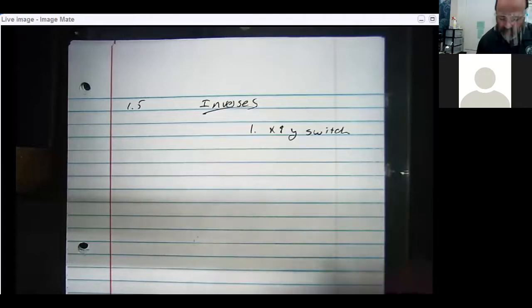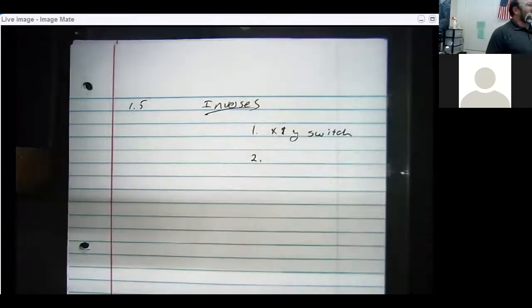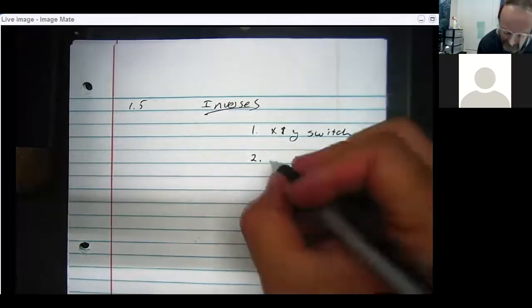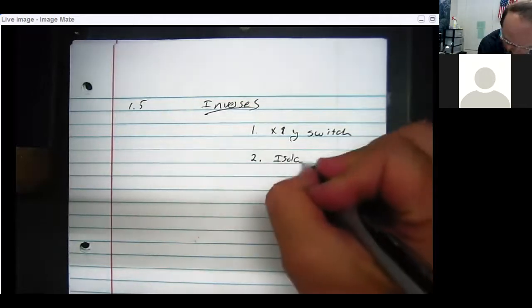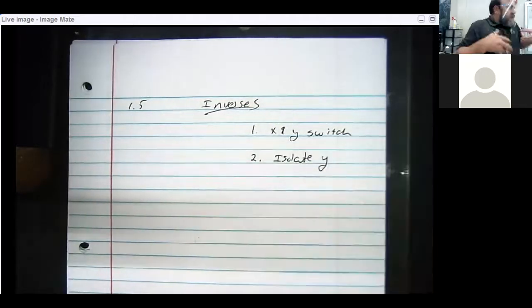So that's number 1. My next rule is, after I swap x and y, what's the next thing we always try to do if we can? We try to isolate y. We just try to get it redone in that way.